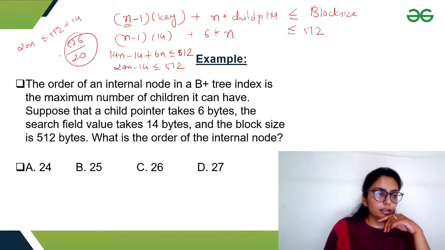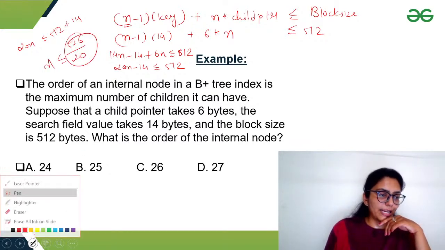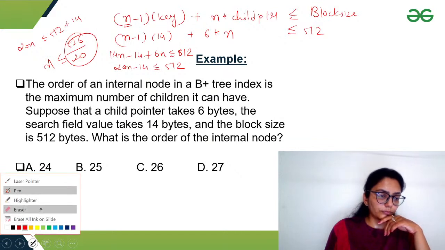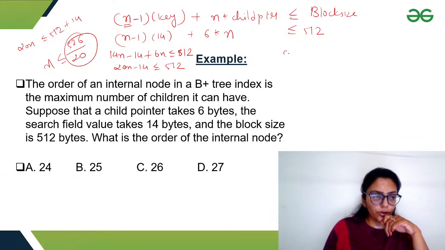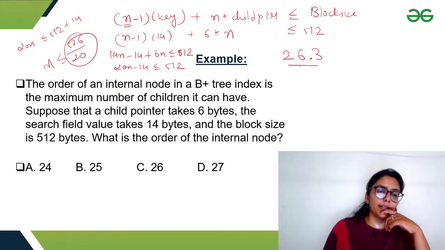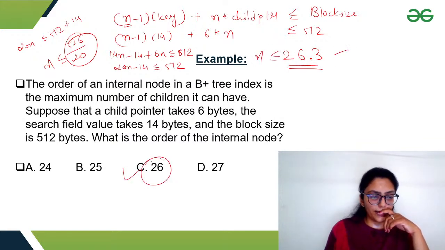If you just compute this, what will the answer be over here? I hope I'm not missing anything. So what will be the answer over here? Actually the answer will be 23.6. So n should be less than or equal to 23.6. So you can say here is the answer.